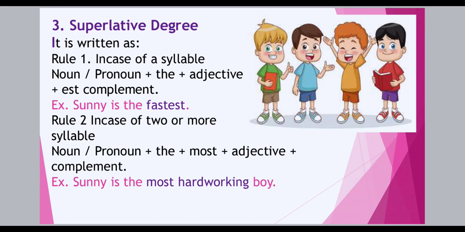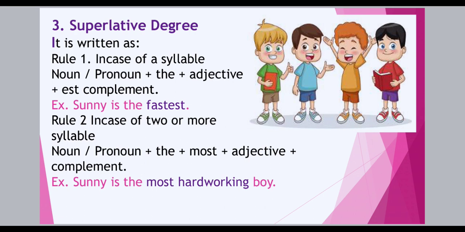You have to use the article the before the adjective. It is very important. Many of you miss out. Many of the children miss out the article the. Whenever you write a sentence in superlative degree and you're comparing one person with a whole group, you write Sunny is the fastest boy. Shri is the smartest person I have ever met. So the is very important, and along with that the adjective uses est.